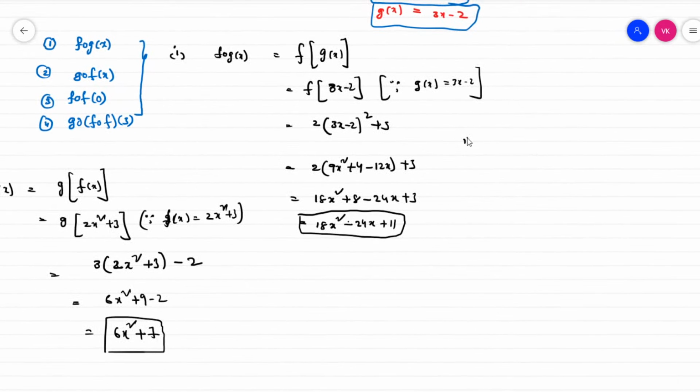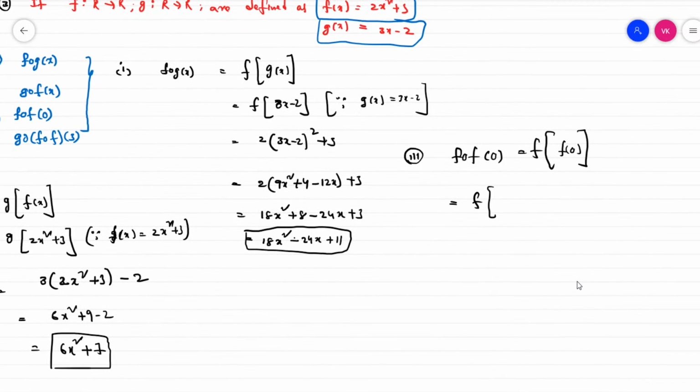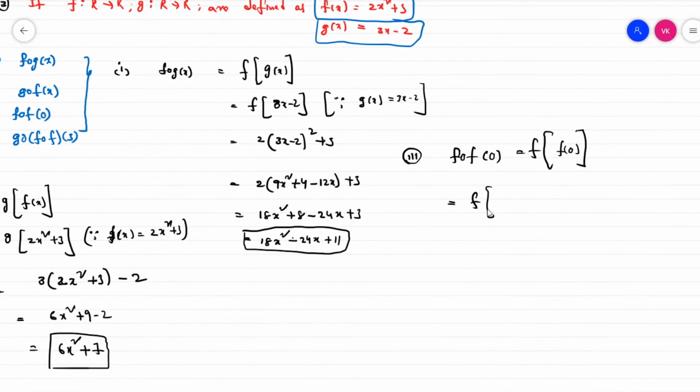I'm answering the third question here. The third question is given as f circle f of 0. Let's write it as f of f of 0. You have to write the complete answer. So f of x means 2x square plus 3. We can write 2 of 0 square plus 3, and finally we get 3.